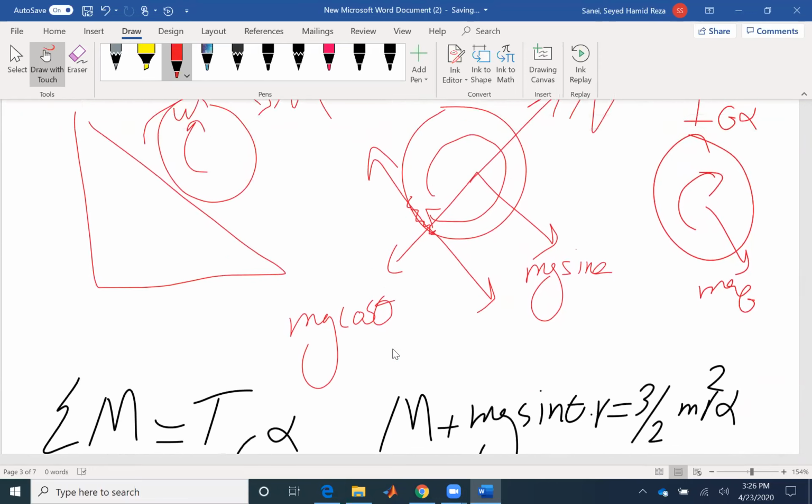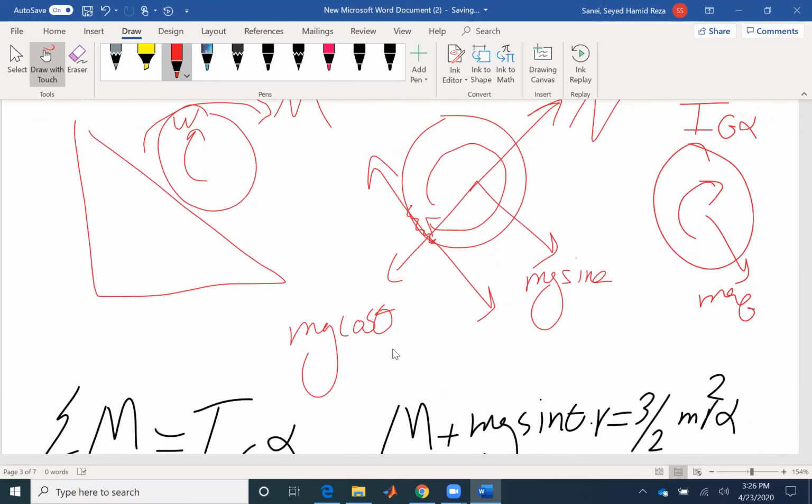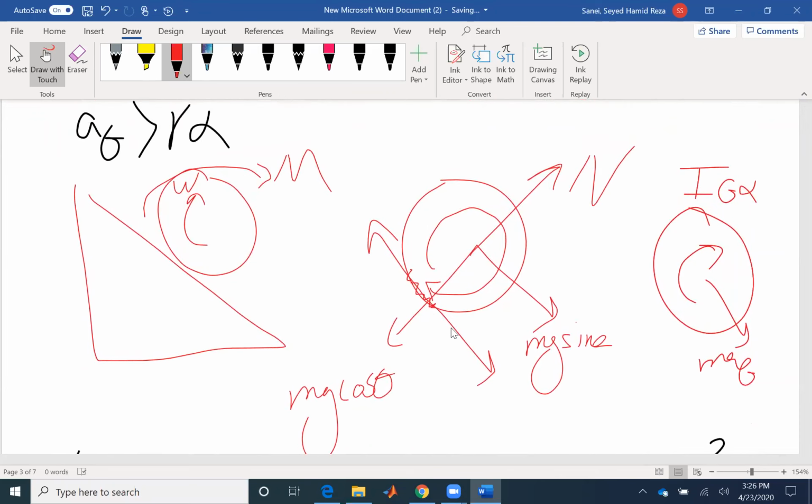So for most of the problems with the disc, we really don't know what's going on with the direction of the friction force. I don't want you to memorize anything. You can write it in both directions and set up your equation, depending on what information we have. Sometimes we know it's rolling. Sometimes we don't know and we are trying to find it. So depending on what our unknowns are, we can find the direction of the friction.